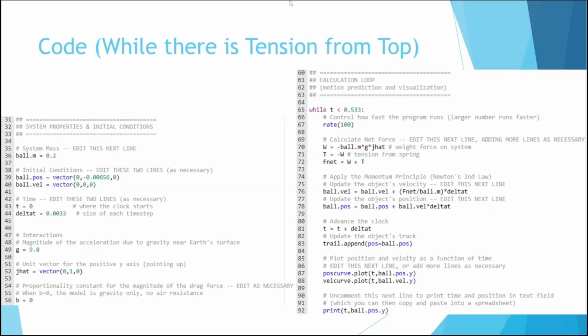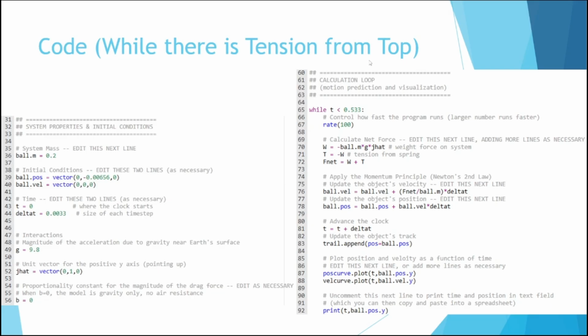This is the first part of the code, which includes the initial conditions such as the mass of the slinky being 0.2 kilograms, the initial position vector, the change in time, gravity, and the drag constant, which was closest to the experimental model when it was set to zero.